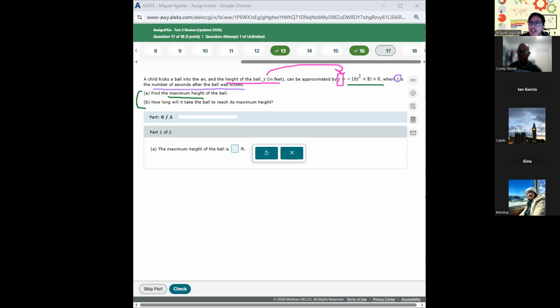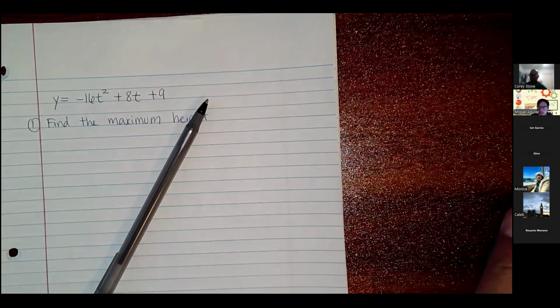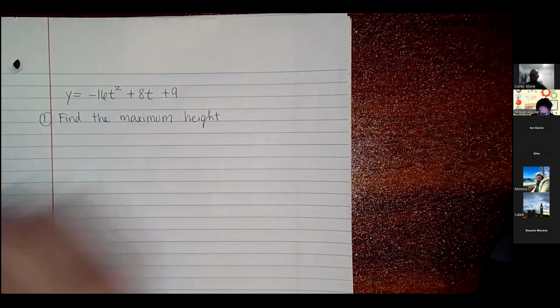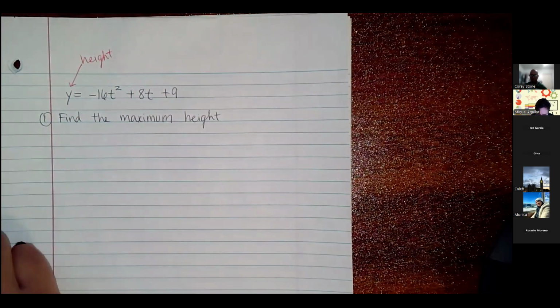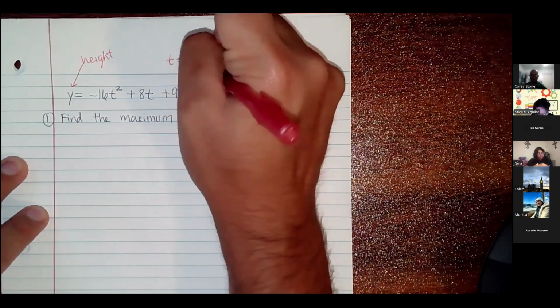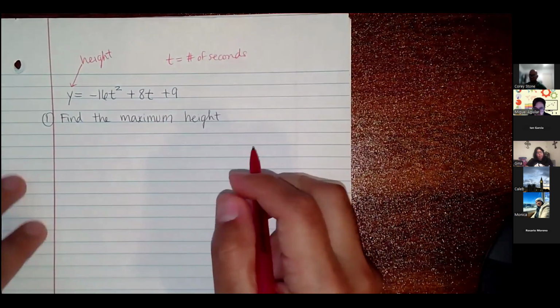Okay. So now let me switch over to pencil and paper because I think this will make a lot more sense. What you have to recognize is that they're asking us to find the maximum height of the ball. They said the height is going to be represented by the y in this function, and that t represents the number of seconds after the ball was kicked. Okay.